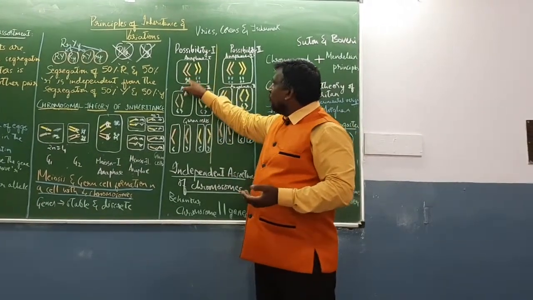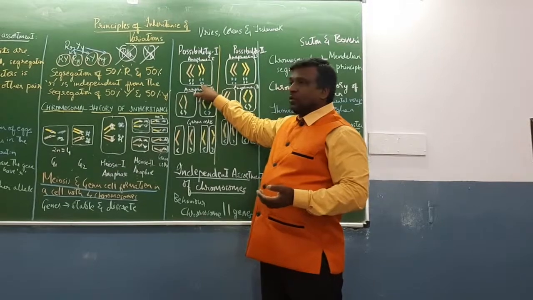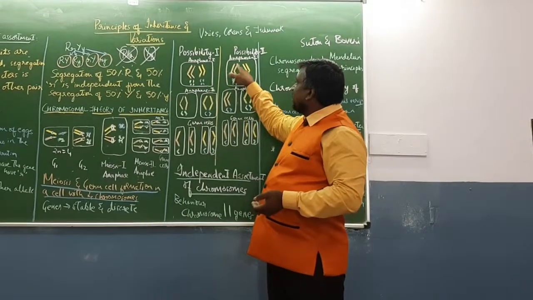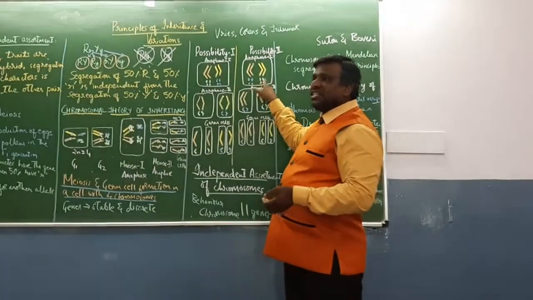So one set of chromosomes with green, yellow is with blue. Here in the other possibility, orange is with, only we are changing the lower one.